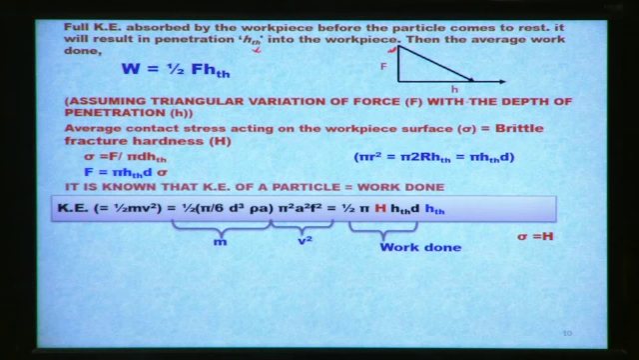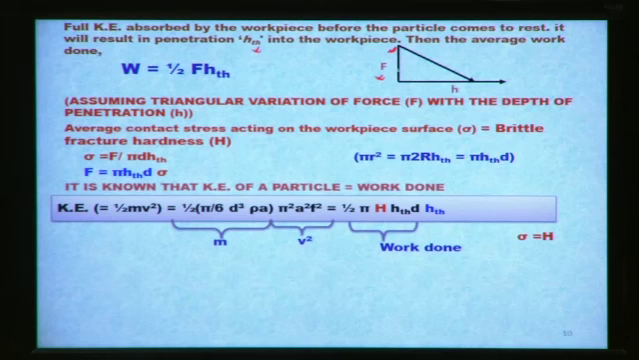what is the work done by this abrasive particle before coming to the rest condition? It will be half of F multiplied by this h_th. h_th is the depth of indentation, the maximum depth of indentation. So we are assuming the triangular variation of the force F with the depth of penetration. The average contact stress acting on the workpiece surface is equal to the brittle fracture hardness of the workpiece surface.